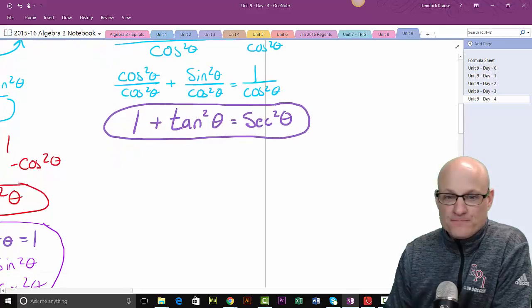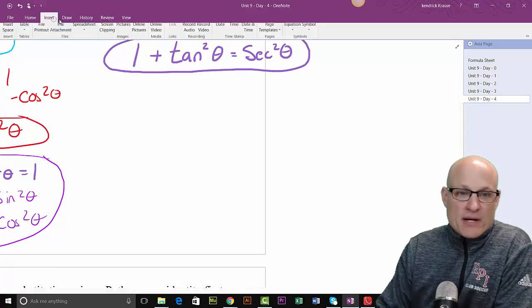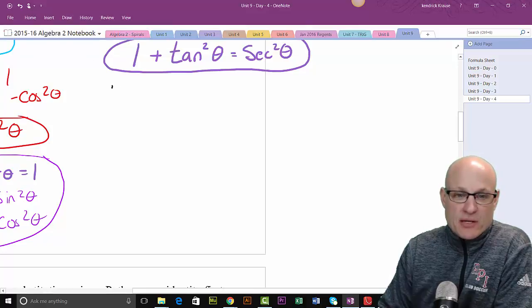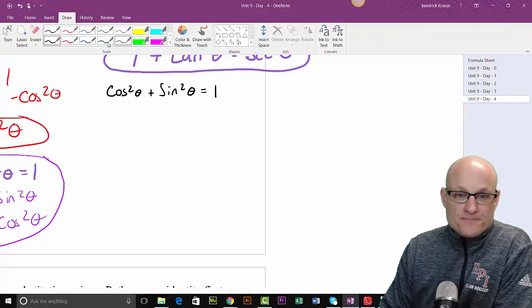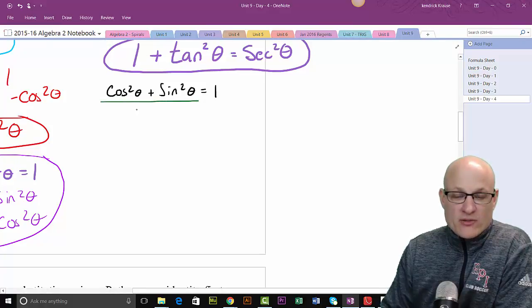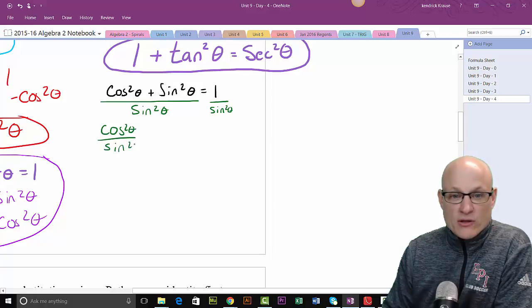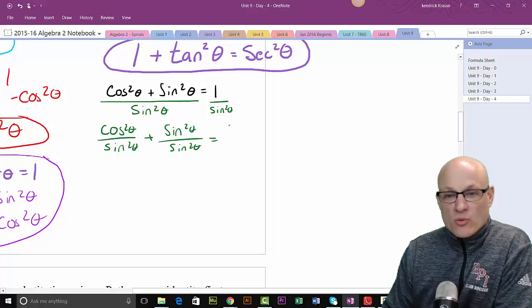Got one more to go. Going to do a little more magic. Let me bring back my original, the thing that you just have to commit to memory, and that's cosine squared theta plus sine squared theta is equal to 1. Now we're going to go back to what I was doing before, and we're going to divide both sides by sine squared theta. Well, this gives me cosine squared theta over sine squared theta plus sine squared theta over sine squared theta equals 1 over sine squared theta.